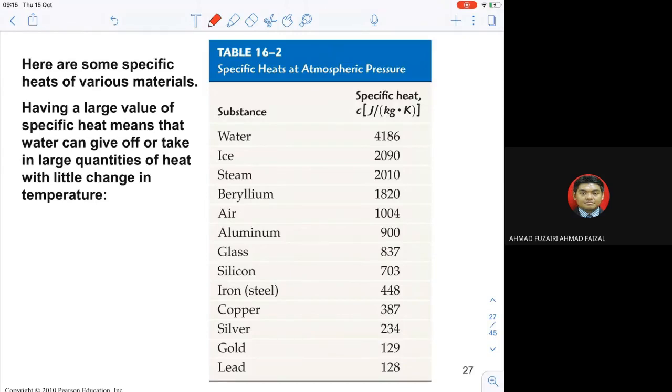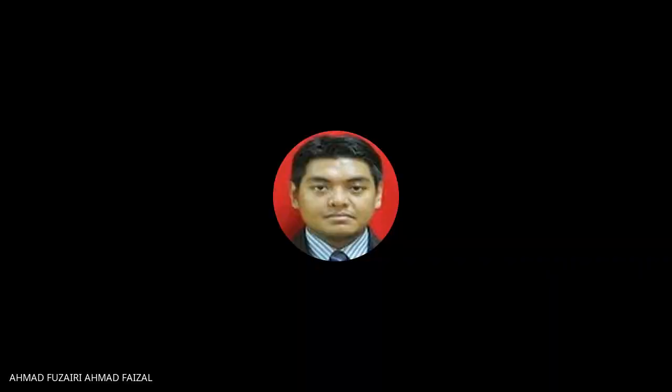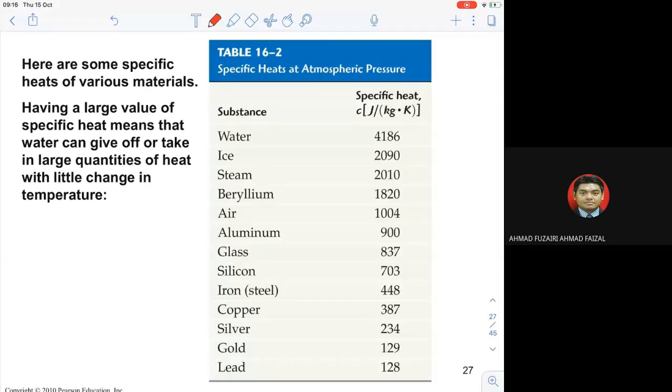That means when we have a lower value of specific heat, it can be easily heated, but it can also easily cool down. Compared to that, water is very hard to heat, and of course very hard to cool down. So that's why we make these things with various specific heats. It depends on the specific heats.